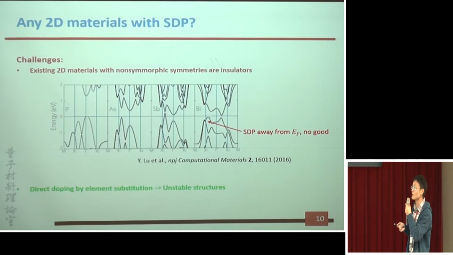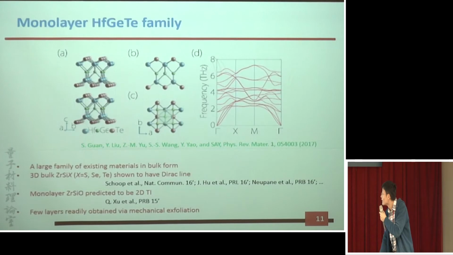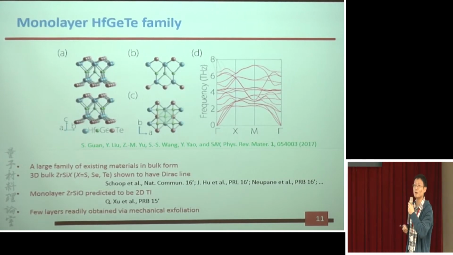If you artificially dope the system, for example, you place some elements to shift the Fermi level down to make it pass through these Dirac points, then usually the structure will become unstable. So here, the challenge is how to find the material. We actually identify the first example in this monolayer hafnium germanium telluride family.